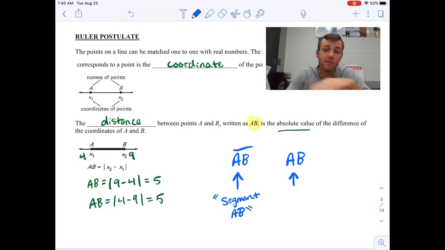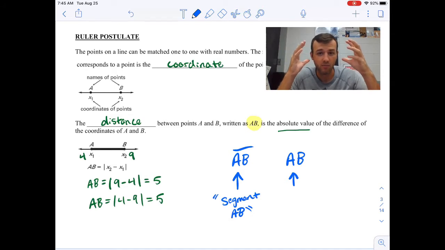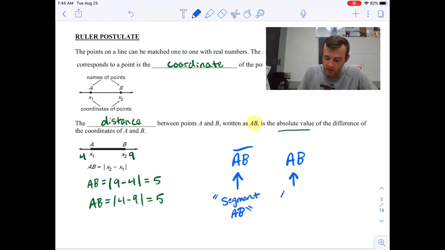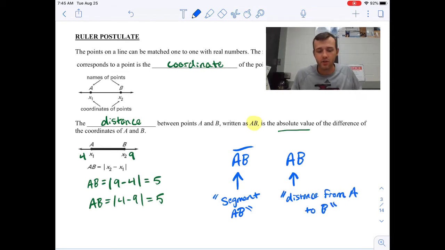This one does not have the segment bar. We're not talking about the segment. Intuitively, we might know in our head, okay, this is a segment, and we're finding the measurement, the length of the segment, but it's just that. We're finding its length, the value. If you see AB together, I want you to think this: the distance from A to B. And that is why we have the difference there. When I want you to read this, I want you to think the distance from A to B.